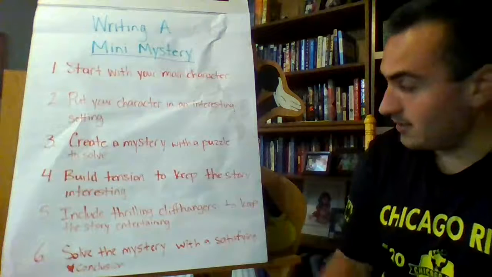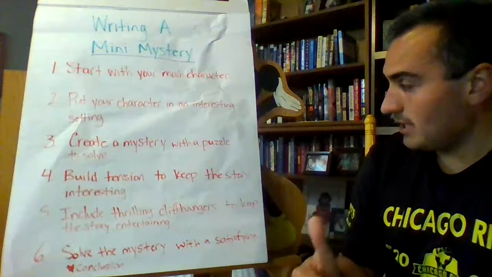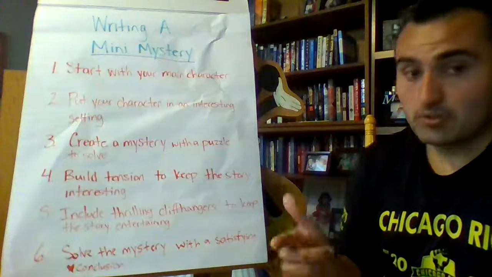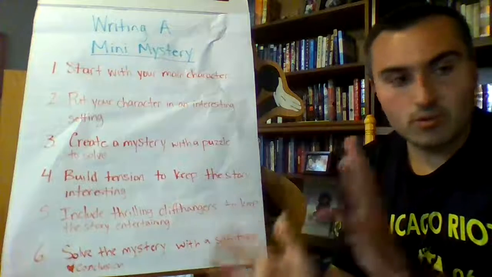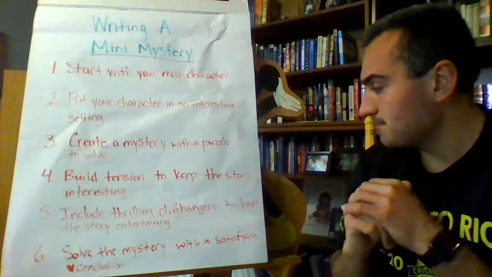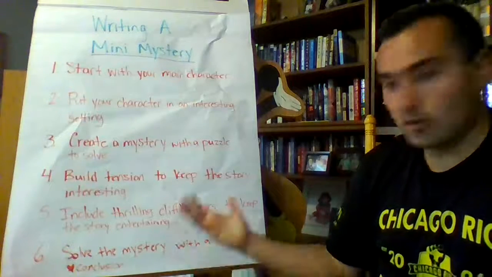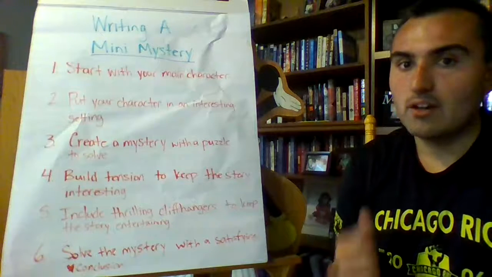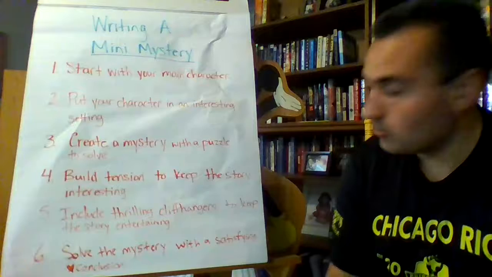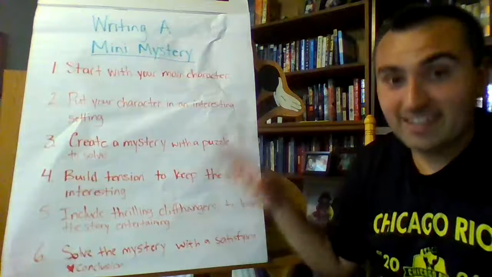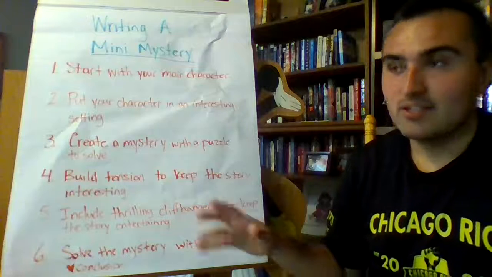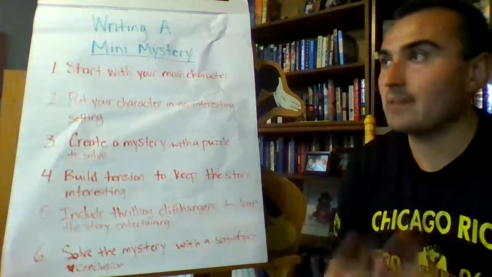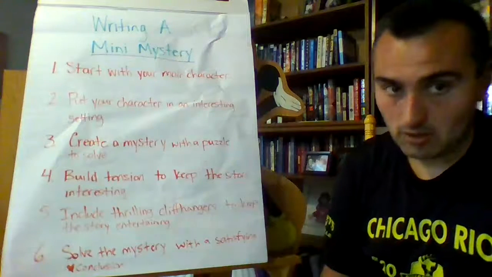Okay, the final 3 things. We want to build tension to keep the story interesting. We want to include thrilling cliffhangers to keep the story entertaining. It's kind of similar things. We'll talk about that in a moment. And then finally, you want to make sure that your mystery gets solved. You want to have a conclusion. We've talked about the importance of our stories, our writings having some kind of a conclusion. A mystery story really needs a good conclusion. So no matter what, you want to make sure that your mystery, your crime, your whatever gets solved.